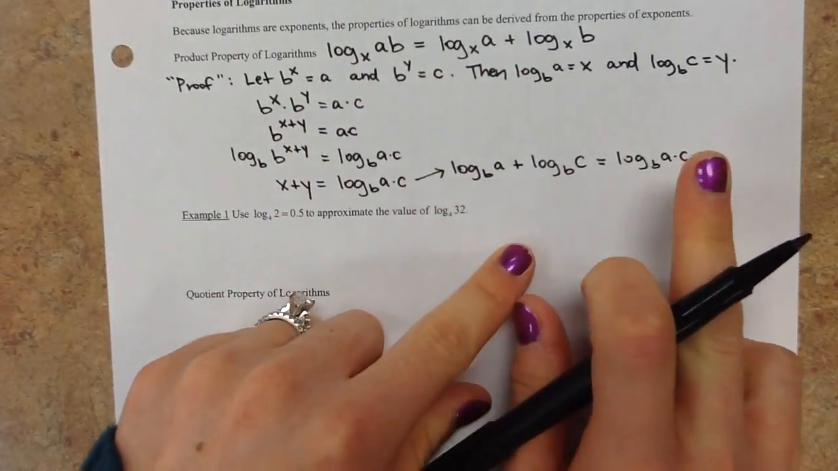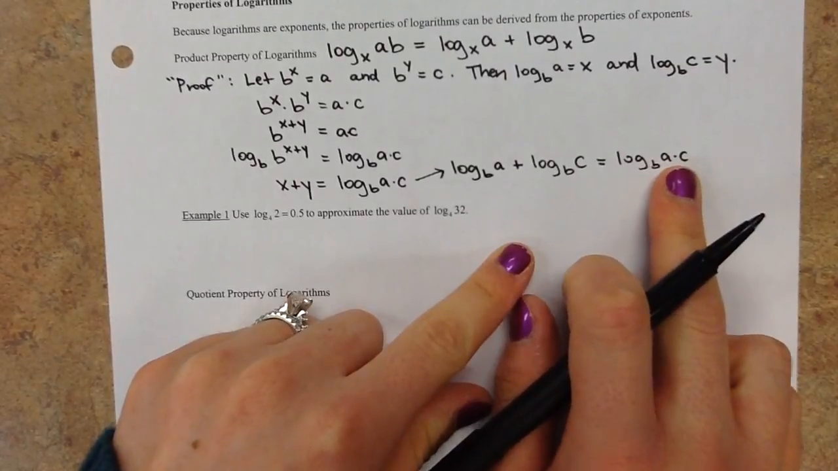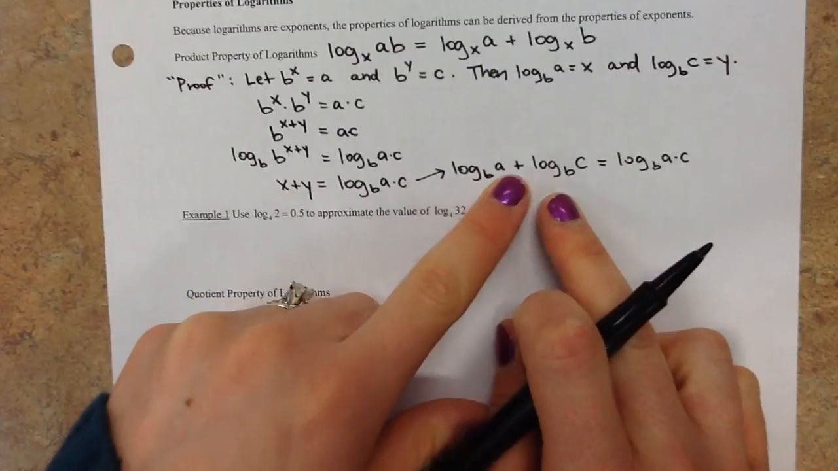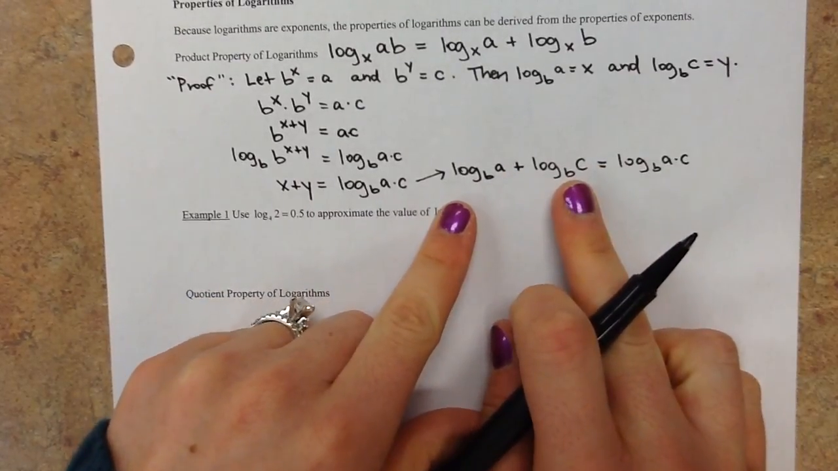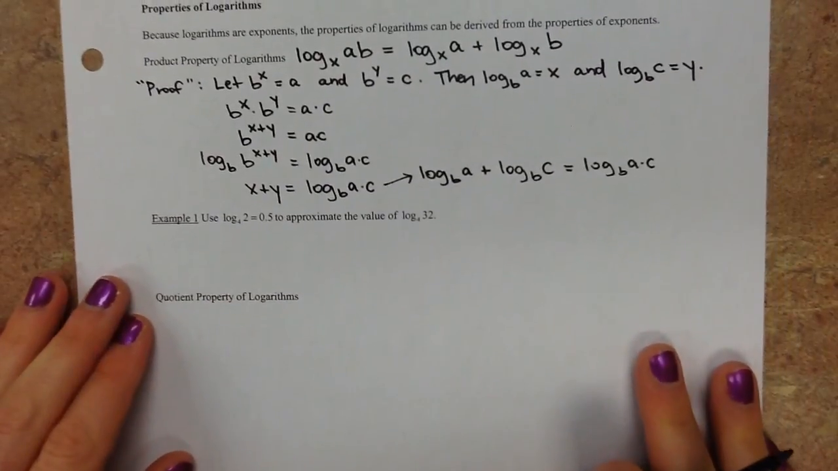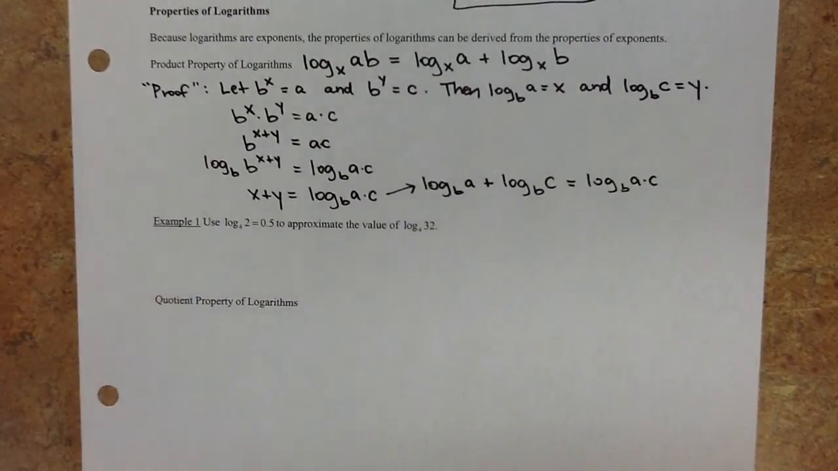Okay, so if I've got the product inside of a log function, I can split it up as two separate logs that are added together, or vice versa. If I've got two separate logs with the same base that are added together, I can write it as one log with a product inside. Okay, so hopefully that proof wasn't too painful. We're going to use these properties on a couple of following examples.